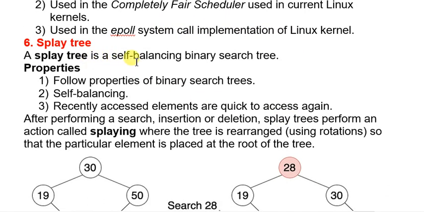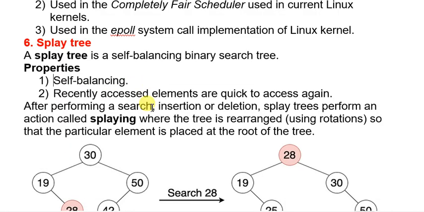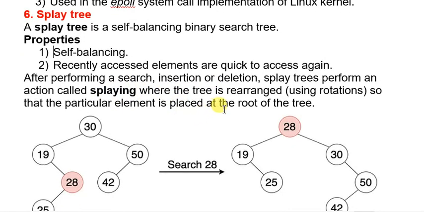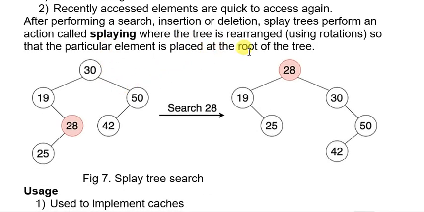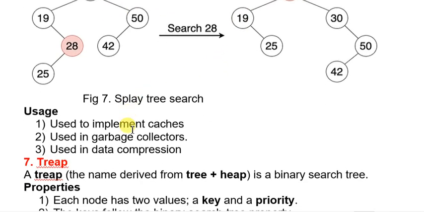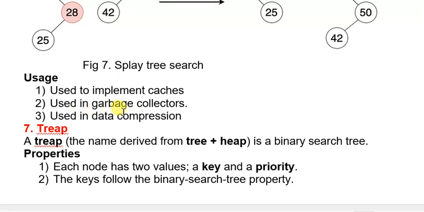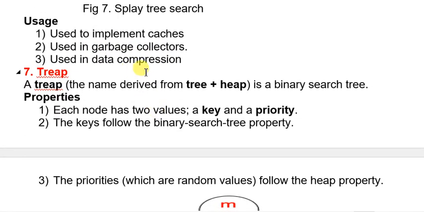Splay tree is a self-balancing binary search tree. Properties: self-balancing. Recently accessed elements are quick to access again. After performing a search, insertion, or deletion, splay trees perform an operation called splaying, where the tree is rearranged using rotations so that the particular element is placed at the root. Usage: used to implement caches, garbage collection, and data compression.